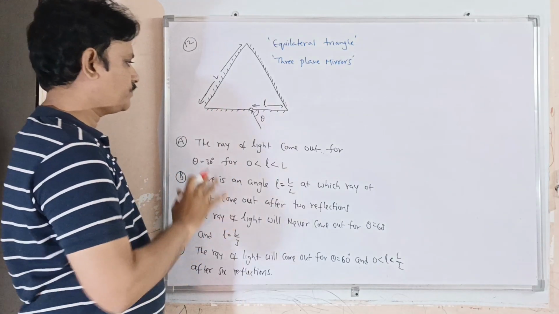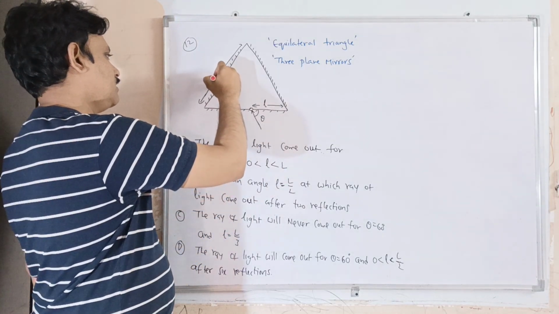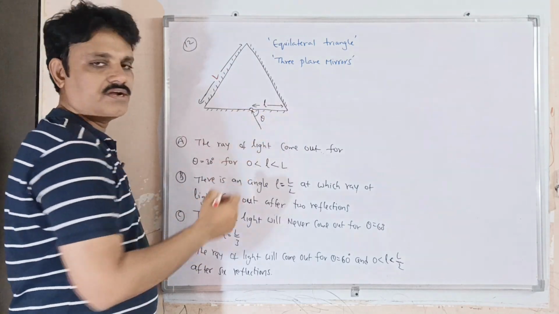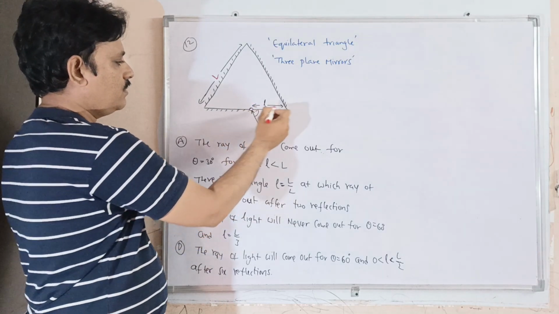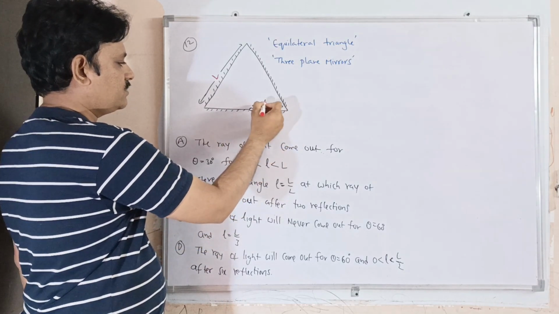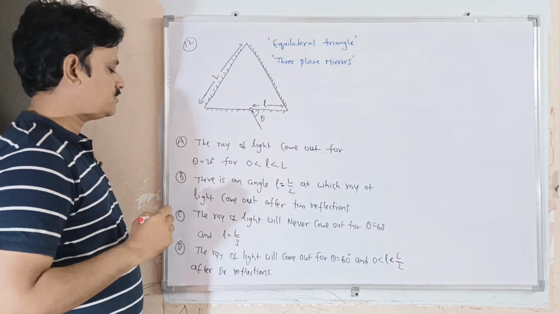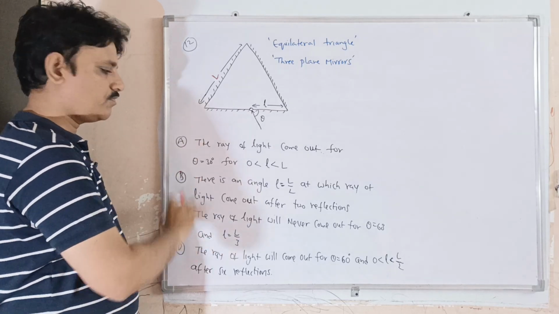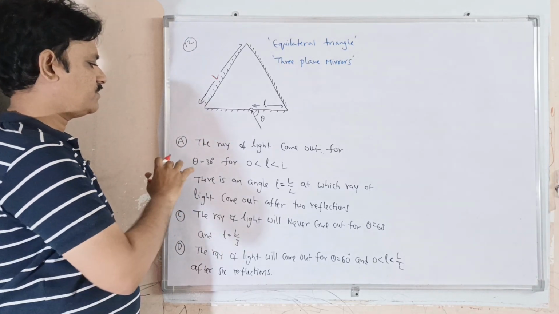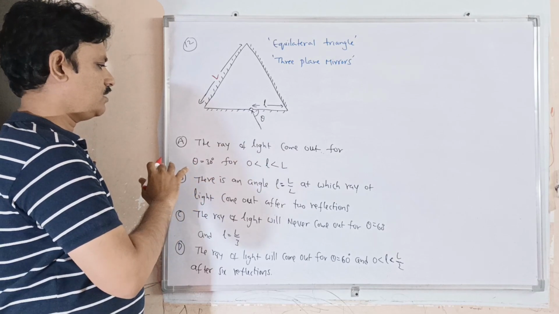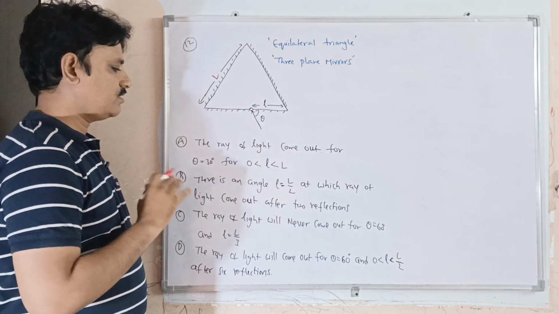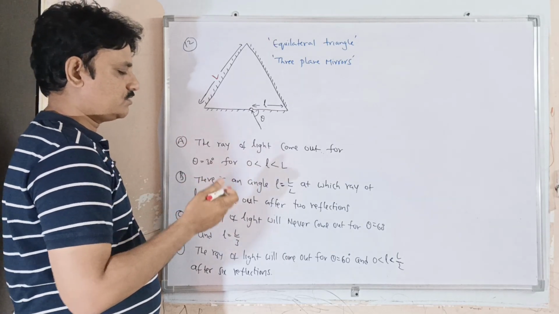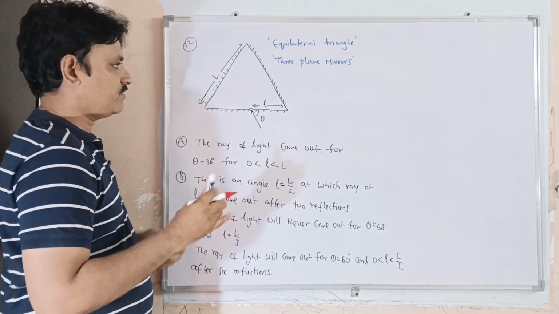In this case, the side length of the triangle is capital L, and wherever the light ray enters the triangle, the distance from the corner to that point is taken as small l, and the angle there is theta. So there are 4 cases given here. The first case is that the ray of light will come out for theta equal to 30, for 0 less than l less than L. Let us first identify the first case.